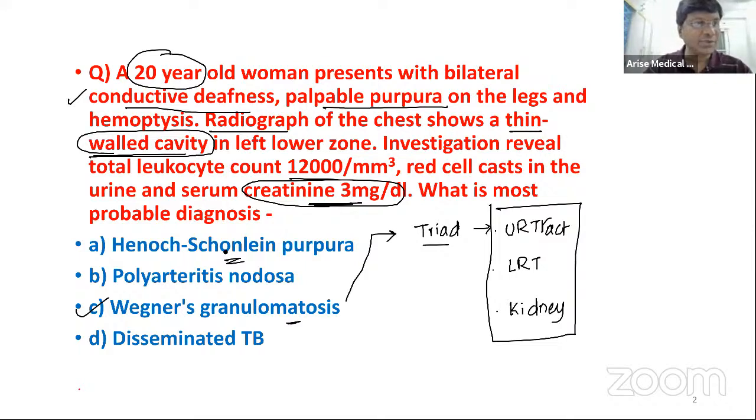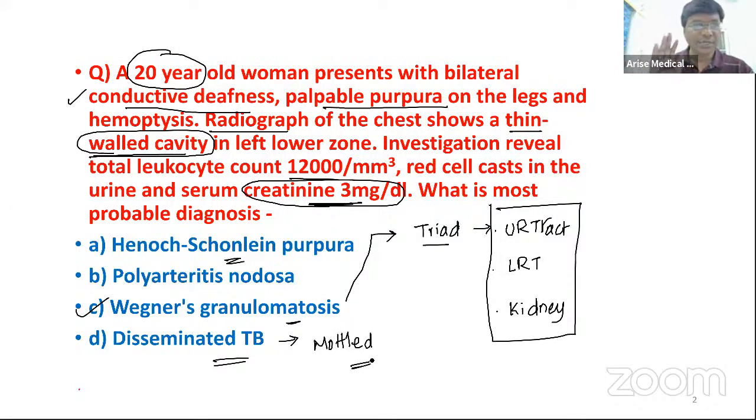And in polyarteritis nodosa, how can we rule this out? I have a clinical question upcoming in the further part of the questions. There I will tell you what exactly will be the features of polyarteritis nodosa, right? And it is not disseminated tuberculosis, because in disseminated tuberculosis you will have a mottled appearance in the chest x-ray.